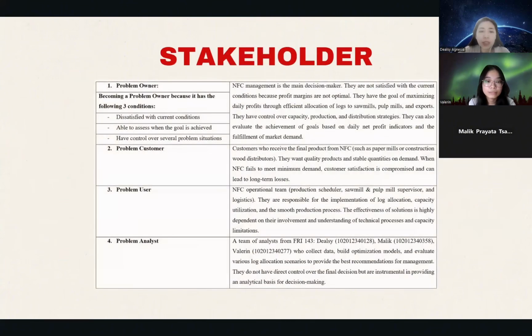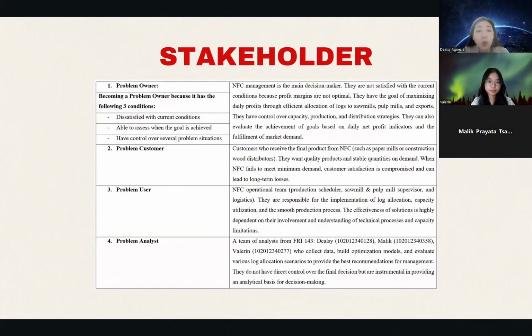Okay, so in this section, I will briefly present the stakeholder analysis. The first one is the problem owner, which is the NFC management. As the main decision makers, they aim to maximize daily profits by efficiently allocating logs to sawmills, pulp mills, and exports.